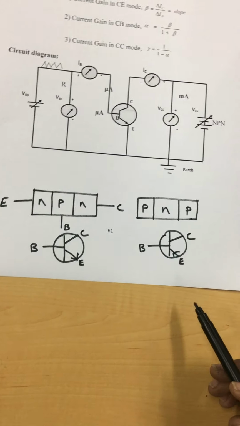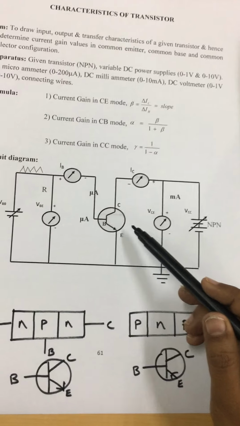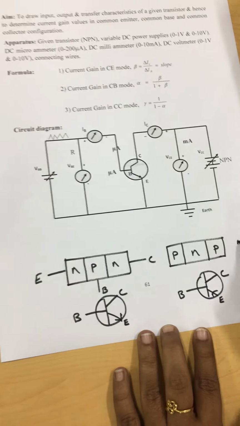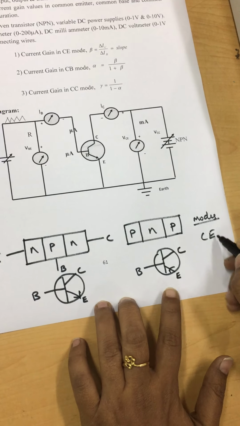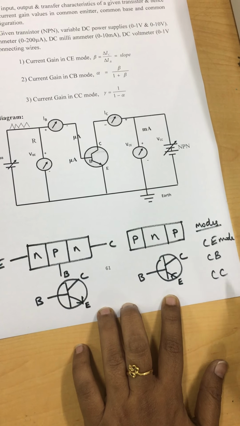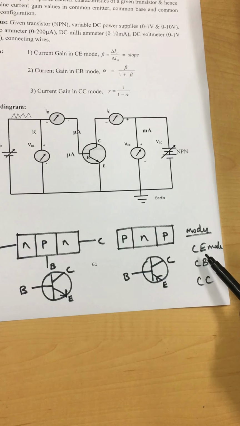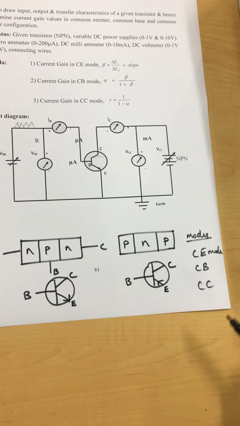In this experiment, we are using an NPN transistor. You can observe this NPN transistor here. There are three modes of the transistor: one is the CE mode, then the CB mode, and the third one is the CC mode. That is, the common emitter mode, common base mode and common collector mode.